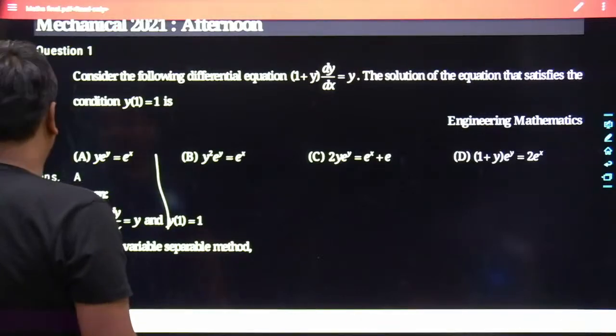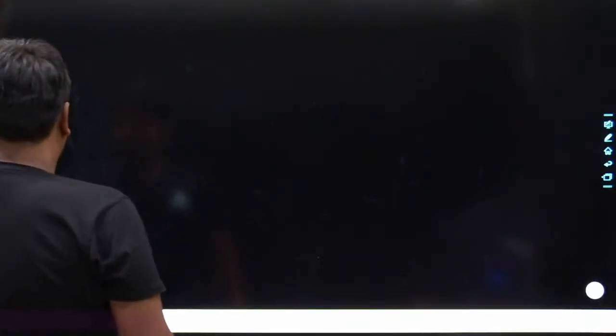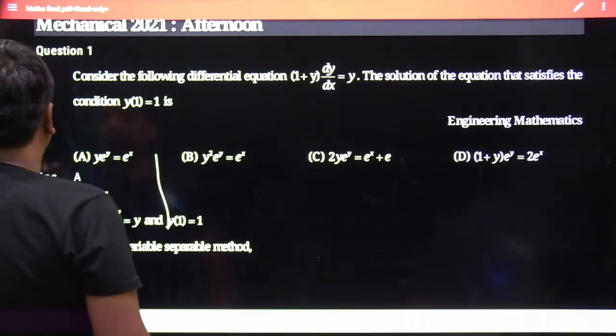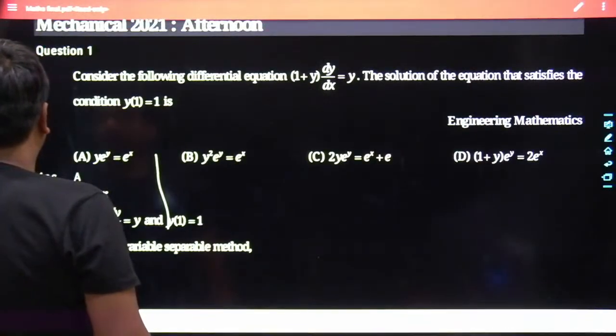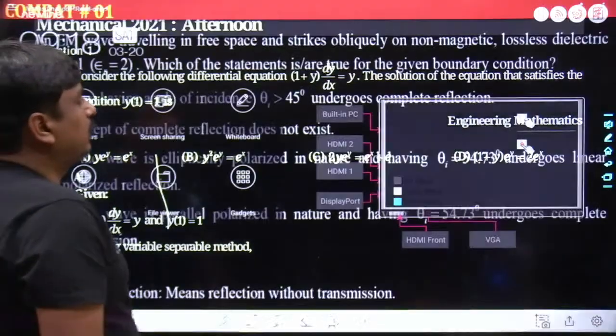Why does this problem happen again and again? Let me see that. Anyways, I need to go back once again. Just a minute. The next question is coming from page number 35 and 36. So here goes the next question.